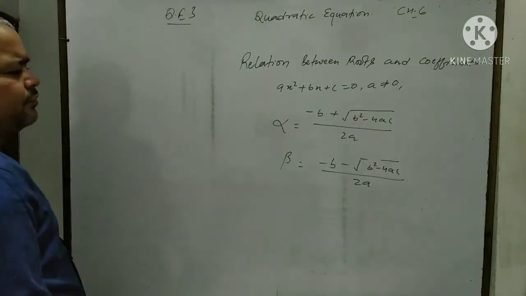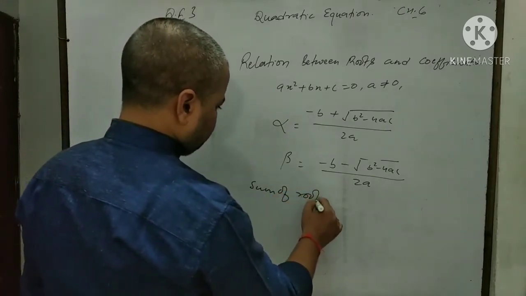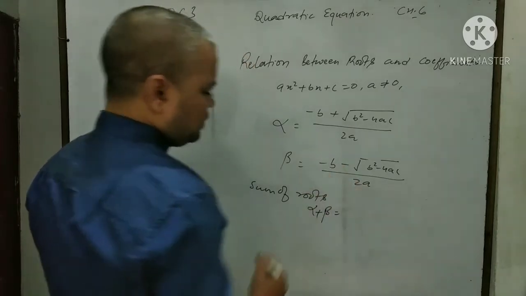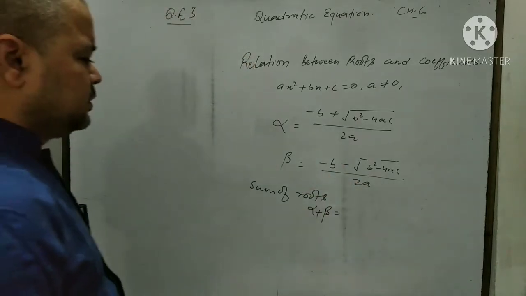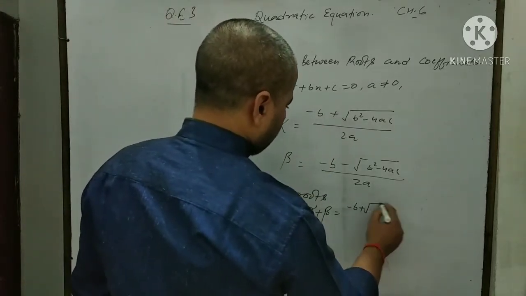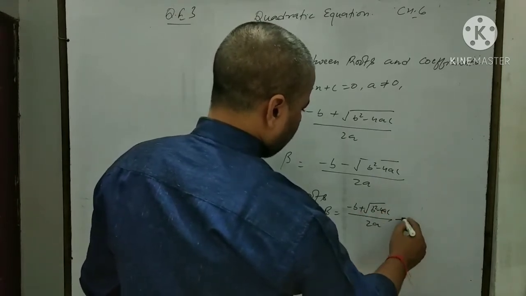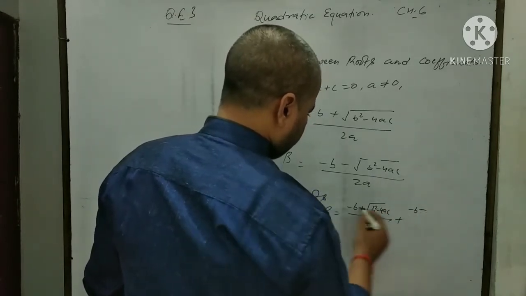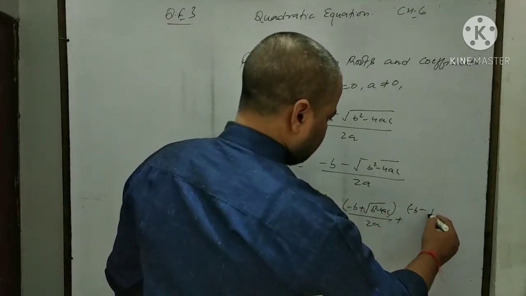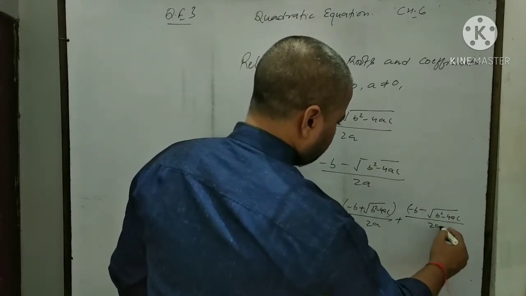Now let us see the sum of the roots, alpha plus beta. What is the value of alpha plus beta? If we add here, we find minus b plus under root b square minus 4ac by 2a, plus minus b minus under root b square minus 4ac by 2a.